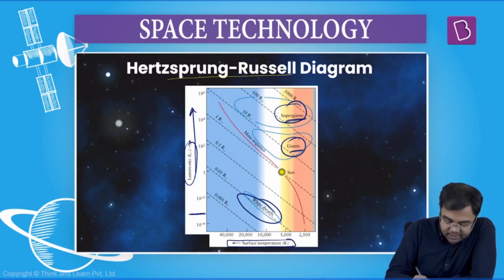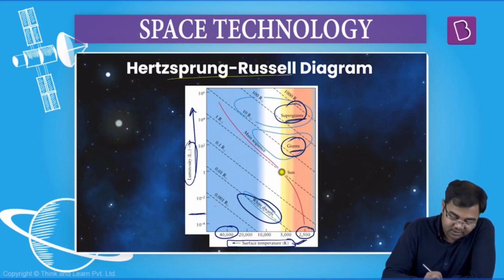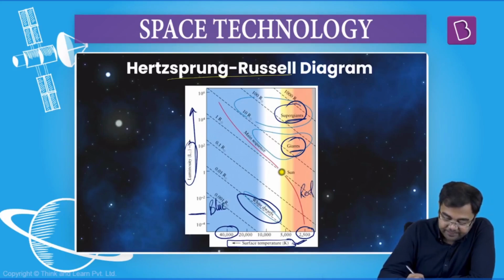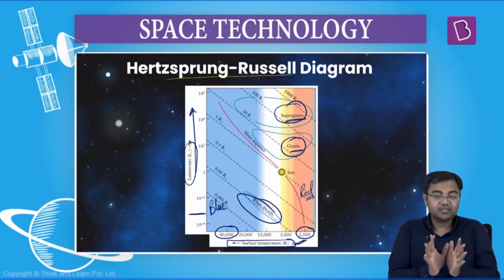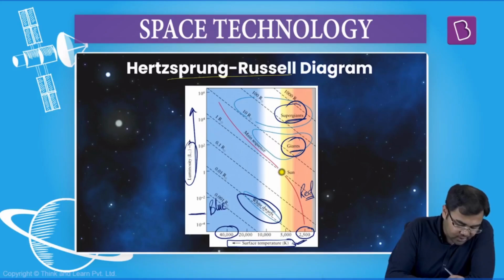So on this scale you have temperature. All right, so here you have the highest temperature and this side you have the lowest temperature. So that's why this is blue and that's why this is red. Correct? So basically, to map all the different kinds of stars, this particular diagram is used. Not really important for your examination, just that for depiction purposes I've used this diagram.